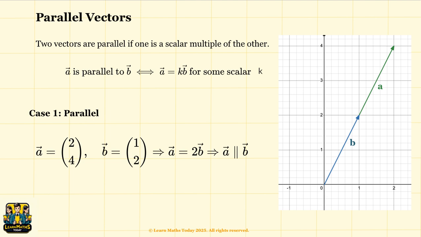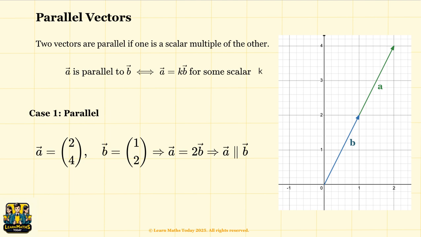Let's look at case 1 where they are parallel. If we have a vector A of column vector 2 over 4, and if we have vector B of column vector 1 over 2, we notice that if we multiply vector B by 2, we also will get 2 multiplied by column vector of 1 over 2 to get 2 over 4. So we can tell that vector A is actually equal to 2 of vector B. This means that vector A is a scalar multiple of vector B, and therefore we can conclude that vector A is parallel to vector B.